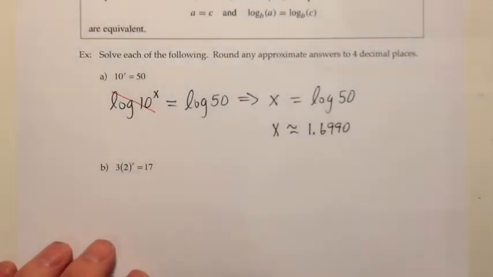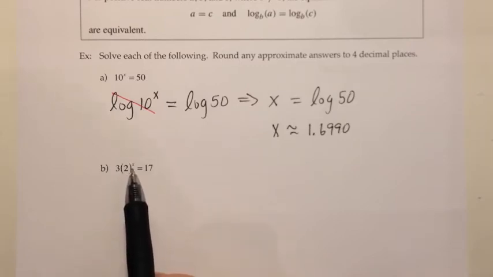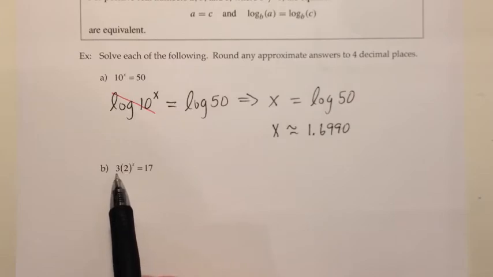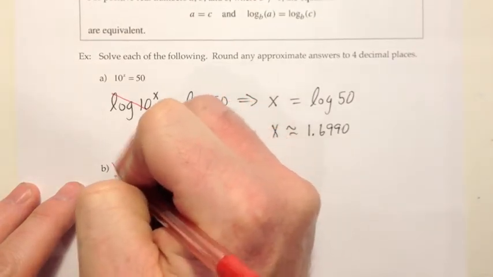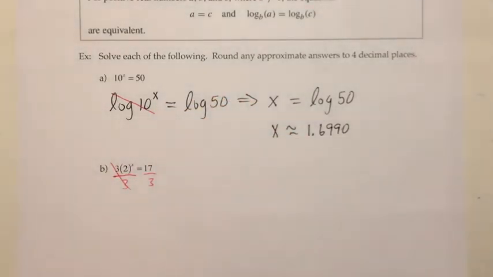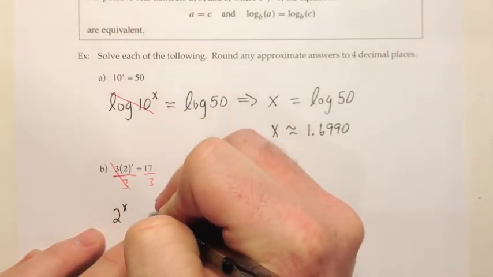Alright, let me go ahead and show you another example that is going to use both of the properties this time. So I'm trying to solve for x, and x is an exponent. So the first step is to try and get that base by itself, which means I need to get rid of that 3. So that 3 is connected by multiplication, so I'll divide both sides by 3, and those 3's will cancel. On the other side, they don't cancel. I just get 17/3.